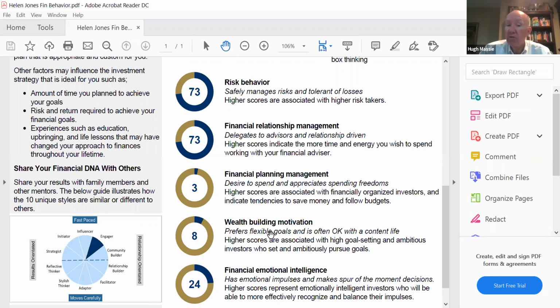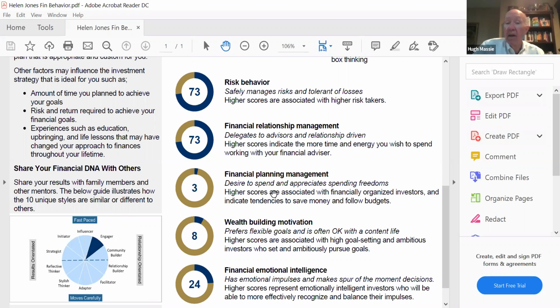Wealth building motivation. So Helen is not highly goal orientated, she doesn't necessarily want to knock it out of the park on big financial goals that are going to take her a lifetime to reach. She's going to be more balanced, life focused, a bit more in the present, more content. Lifestyle is going to be important. What she has today or does today is as important as what she does tomorrow. So she's got to keep a balance to that.